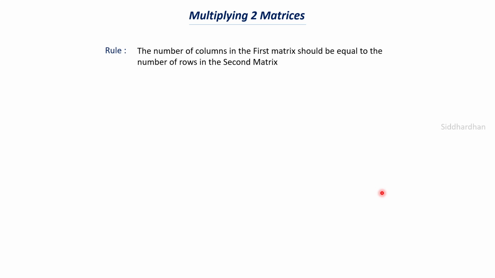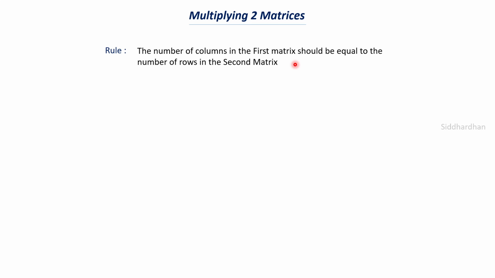Okay, so this is one of the important matrix operations, and the main rule here is the number of columns in the first matrix should be equal to the number of rows in the second matrix. So the multiplication rule is very different from the rule we have seen in matrix addition and matrix subtraction. In matrix addition and subtraction, if we take two matrices, the number of rows and columns in both matrices should be the same, the shape should be exactly similar.